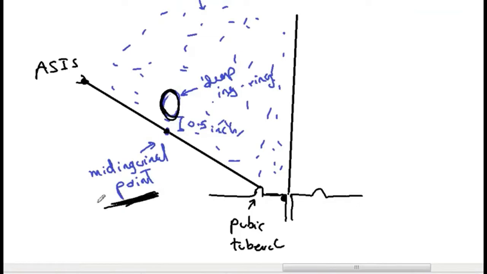What is the mid-inguinal point? It is the point midway between anterior superior iliac spine and symphysis pubis. If we measure the distance between the anterior superior iliac spine and symphysis pubis, and take the midway between the two points here, this is the mid-inguinal point. Above this point, by half an inch, we have the deep inguinal ring. Okay.